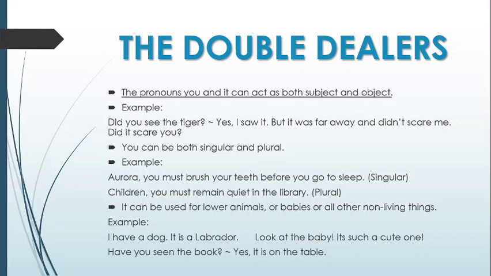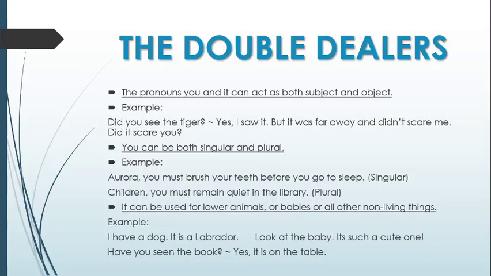But it was far away and didn't scare me. Me, again, object pronoun. Did it scare you? You, in this case, is the object pronoun. You can be both singular and plural. For example, Aurora, you must brush your teeth before you go to sleep. Here you refers to a single girl, Aurora. It is singular. On the other hand, in a sentence like children, you must remain quiet in the library. Here you refers to children and therefore is plural.